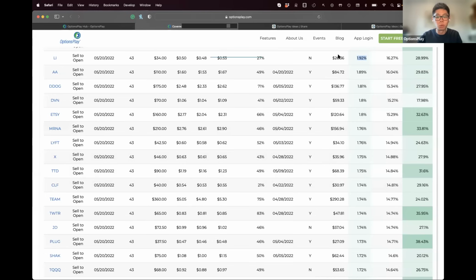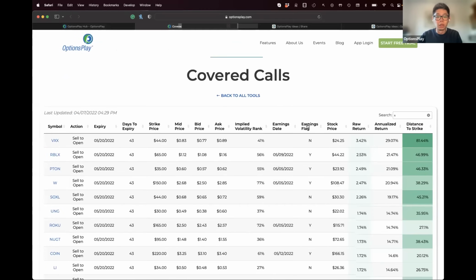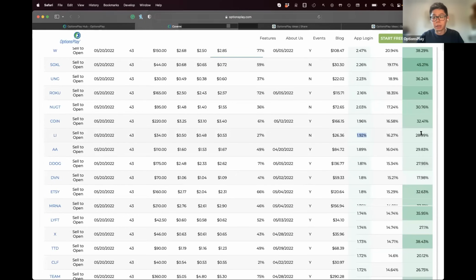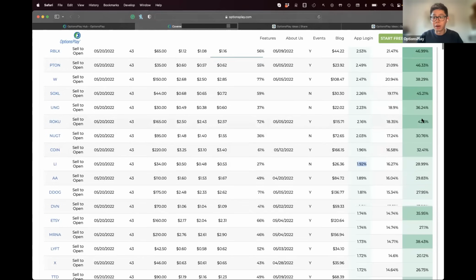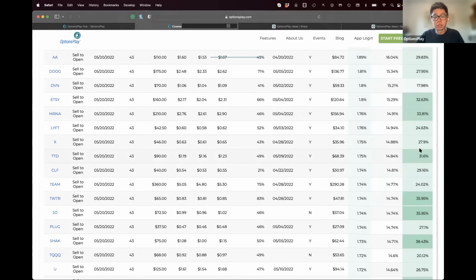This report does all of that for you, gives you the yield analysis, as well as things like the earnings flag, so you can know whether there's an earnings coming up between now and the expiration date. We have the implied volatility rank so that you can understand whether this is the best environment to sell covered calls for this particular stock or not. A higher implied volatility rank will give you a better environment to sell covered calls, and it also gives you the distance to the strike price, that the stock would need to rally by that amount before the stock is called away. And as you can see, for many of these names, the stock has to rally 30, 40% before the stock is called away.